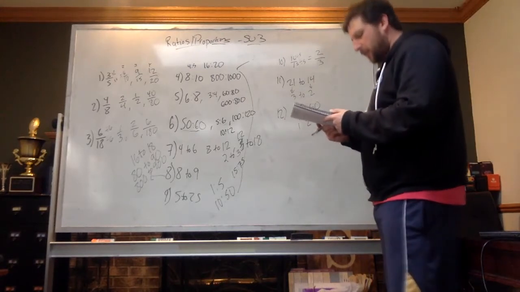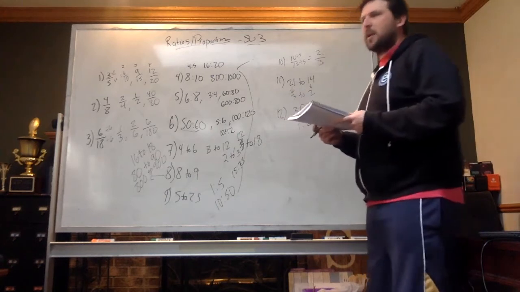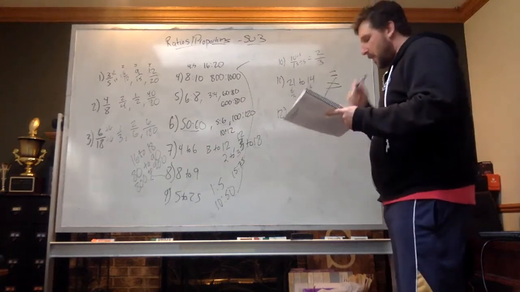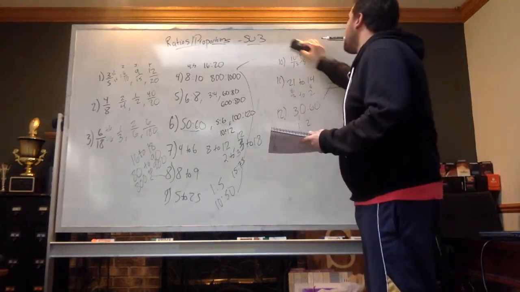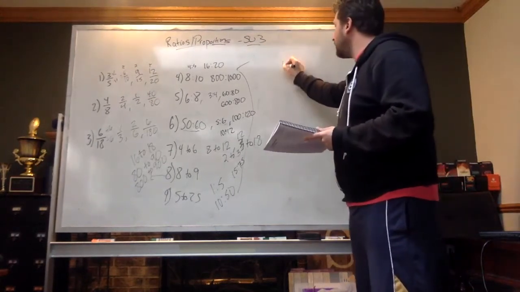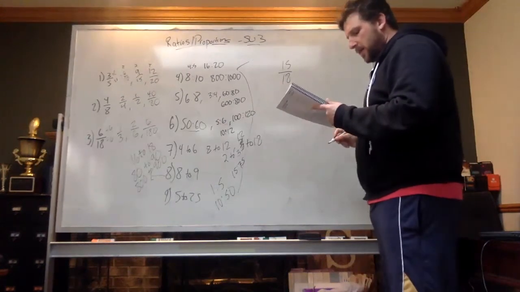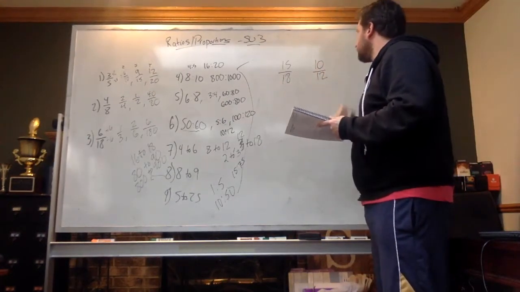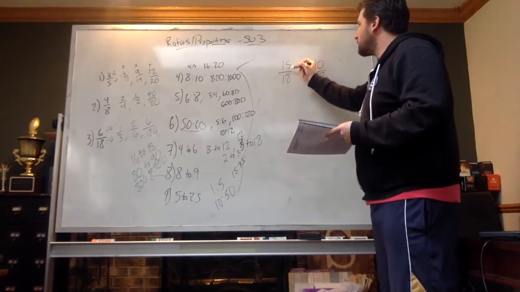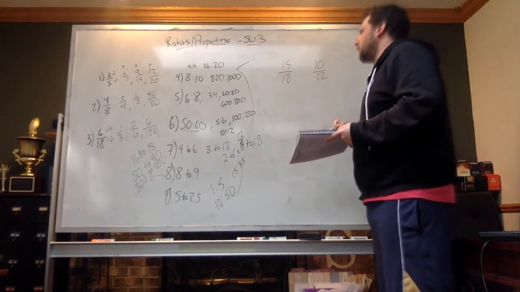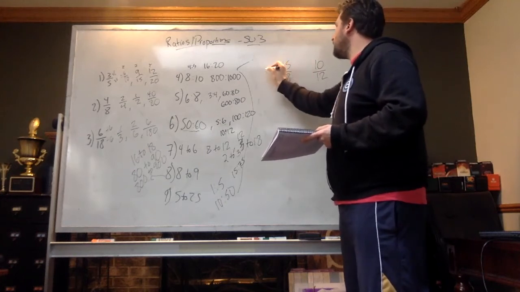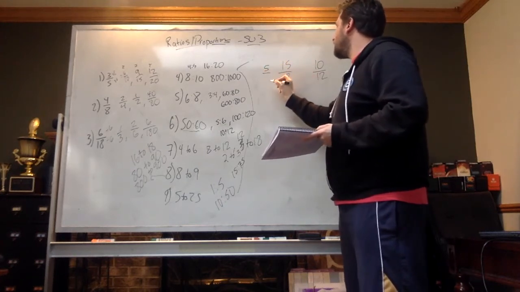Number 13, 14, and 15, we have to see if they're equal or not equal. If they're equal, we put the equal sign, like so. If they're not equal, we have to put the not equal sign, like so. So 15 to 18. If I want to see if they're equal, I have to bring them down to the lowest common denominator. So 15 and 18. Let's see what goes into both 15 and 18. That'd be 3. So 15 divided by 3 is 5. 18 divided by 3 is 6.